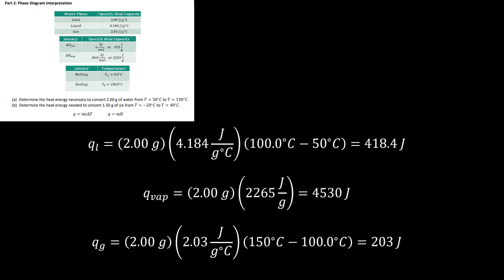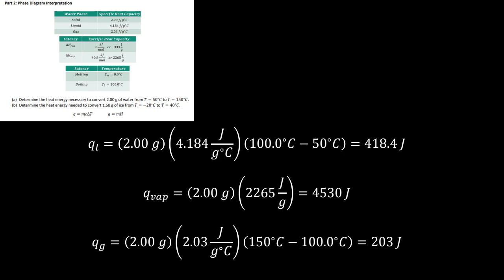If we look at our first problem, we're asked to determine the heat energy necessary to convert 2 grams of water from a temperature initially at 50 degrees Celsius to a final temperature of 150 degrees Celsius. If we look at our temperatures for melting point and boiling point, we're going to initially be between 0 and 100, so in the liquid phase, but when we end at 150, we'll be above the boiling point, which means we're going to be ending in the gas phase.